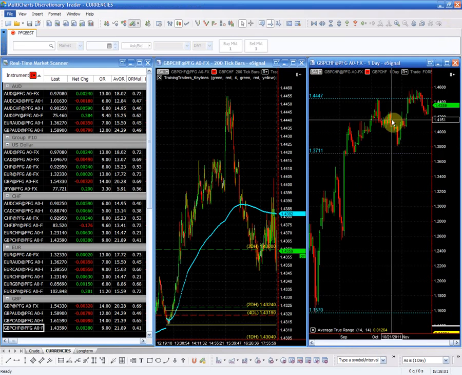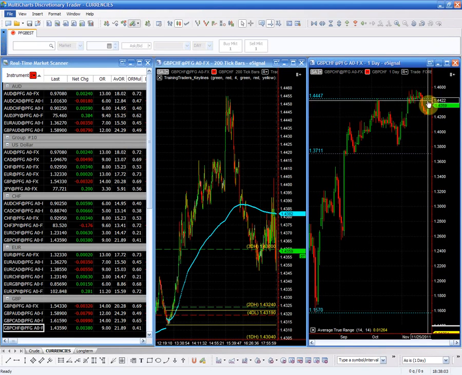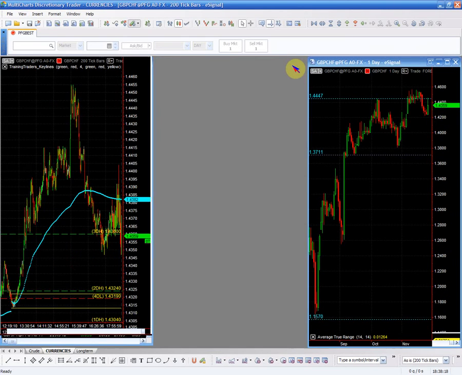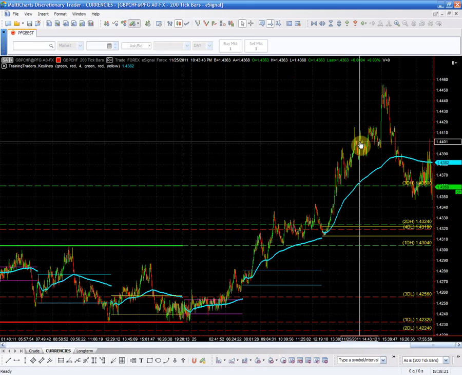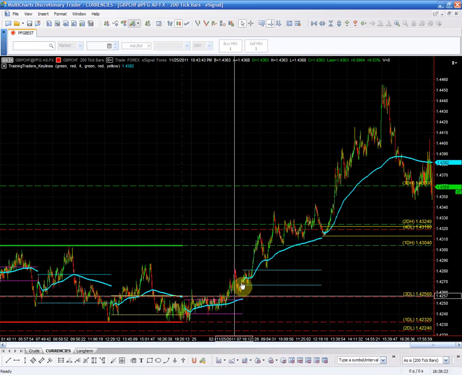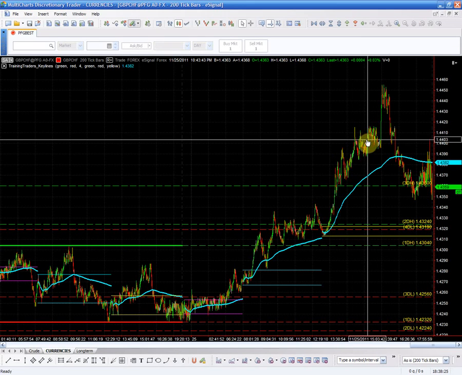So the entry is far away. If I say I don't want to wait until it takes out the 144.47, this means I'm leaving on average about 100 pips on the table, which is too much. So I'm going to pinpoint an entry and an exit from the intraday chart, and you can see how magnificent the trend is.